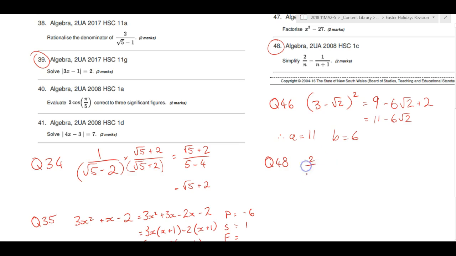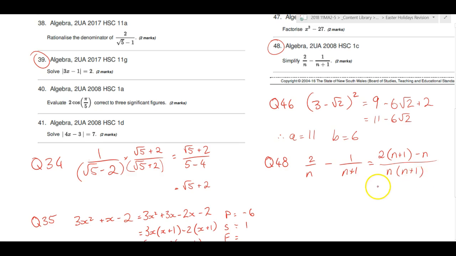So I have 2 over n minus 1 over n plus 1. To add or subtract fractions, I need a common denominator, and to do that, I need to find the lowest common multiple. In this case, I'm going to multiply the top and bottom of this fraction by n plus 1. So this is going to be 2 outside of n plus 1. And I'm going to multiply this top and bottom by n. I'm just going to say minus n, because that's negative 1 times n. And that means that I am over a denominator of n outside of n plus 1.